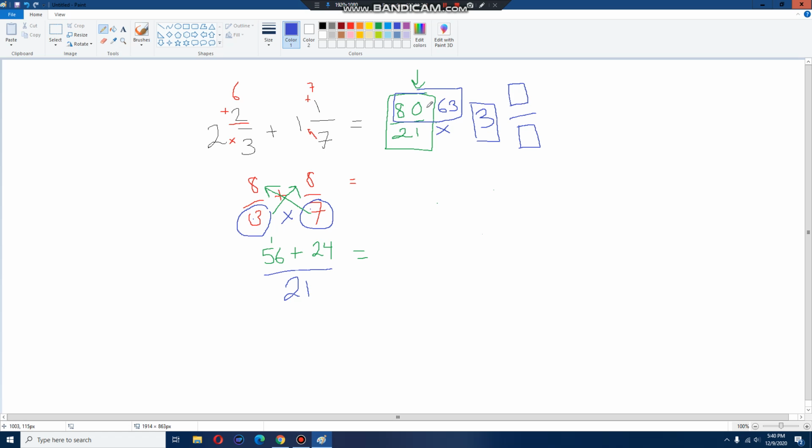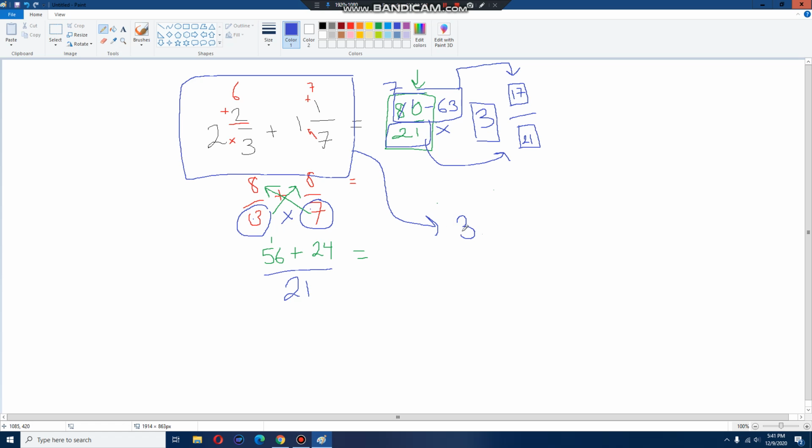And what do you do with these two numbers? You simply subtract them. 80 minus 63's answer will go as the numerator. So 10 minus 3 is 7. Cross out the 8 and it becomes 7. And 7 minus 6 is 1. So 17. And whatever the denominator is, you just put it over here in this box. And there we go. The answer to this problem, 2 2/3 plus 1 1/7, in mixed fraction is 3 17/21. It's that simple, okay?